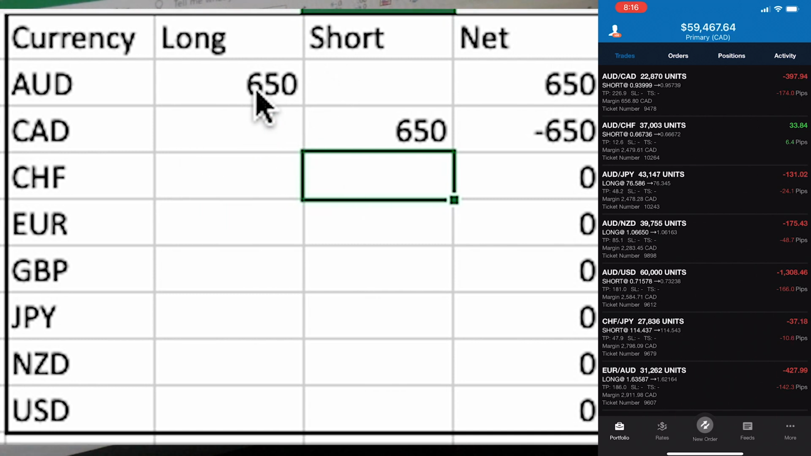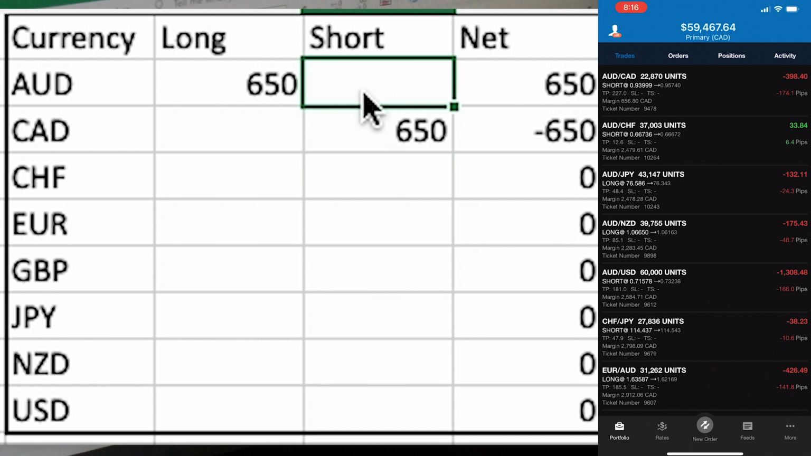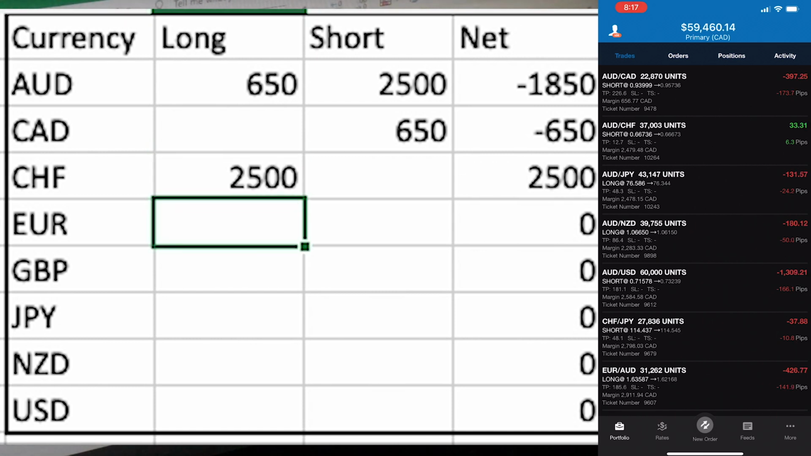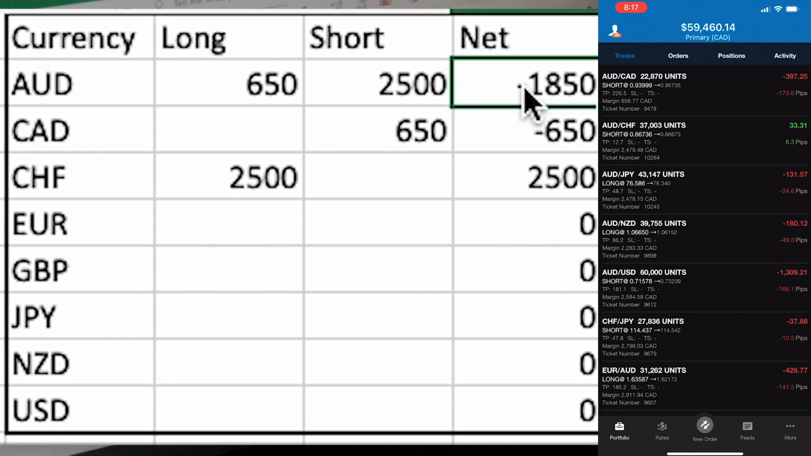The next one is Australia Swiss franc, and that is short. So I would switch to the short column and put equals next to Australia. I'll round it up to 2,500 bucks. So 2,500, enter, and CHF in the long, because it's always opposites. I would enter 2,500, and I'm not putting negatives, if you notice, because in the net column it's already accounted for.